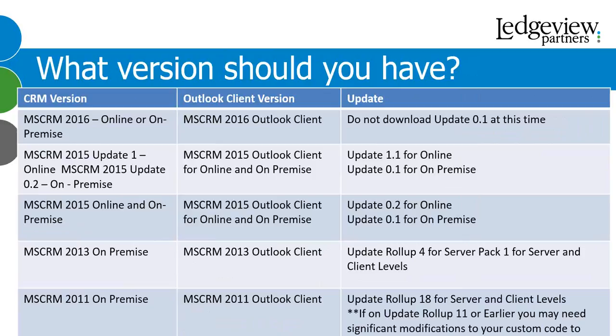And if you are still on the 2013 on-premise version, use the 2013 Outlook client, and you want to use Update Rollup 4 for Service Pack 1 for the server and client levels. The reason for that is because Update Rollup 4 allows you to connect to Windows 10. So if you're planning on doing some upgrade in terms of the operating system for Windows, you want to make sure you have Update Rollup 4 for the Outlook client. I do know that no oil and gas customers are on 2011, so we'll go ahead and bypass that information.